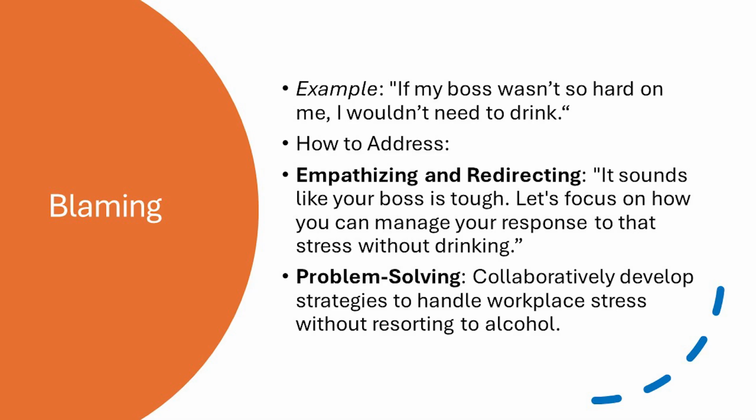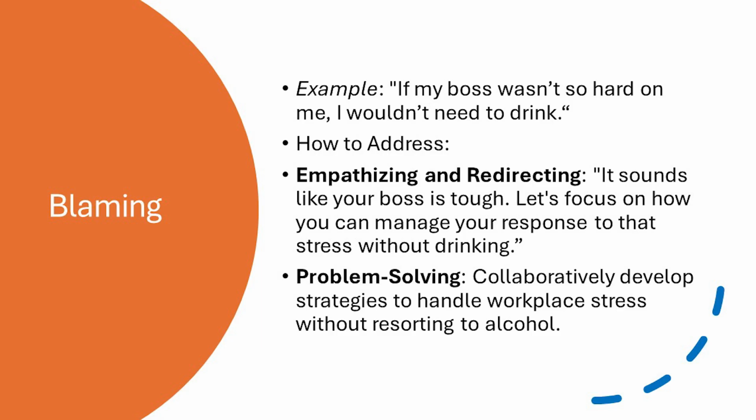And once again, we're going to have to redirect them. But we start with having empathy. Like, well, John, it sounds like your boss is tough, eh? But let's focus on how you can manage your response to that stress without drinking. First of all, we have the empathy, but back to the point of accountability we are directing the person to. Because blaming is a powerful wall that the person builds around themselves so that we can't penetrate it. And that's where we need to make them aware that this is blaming.